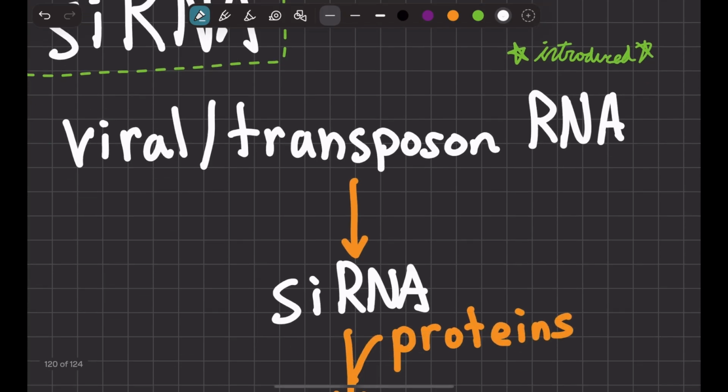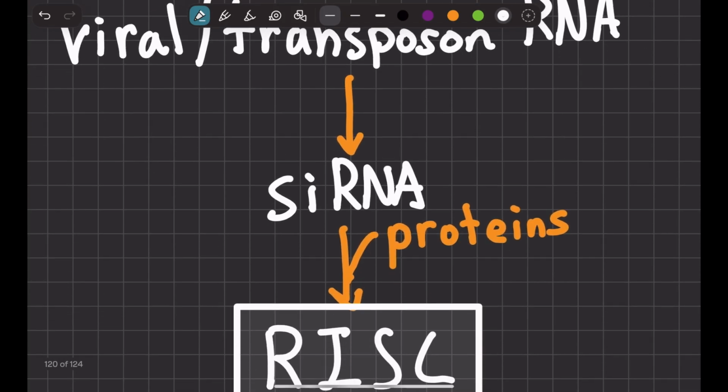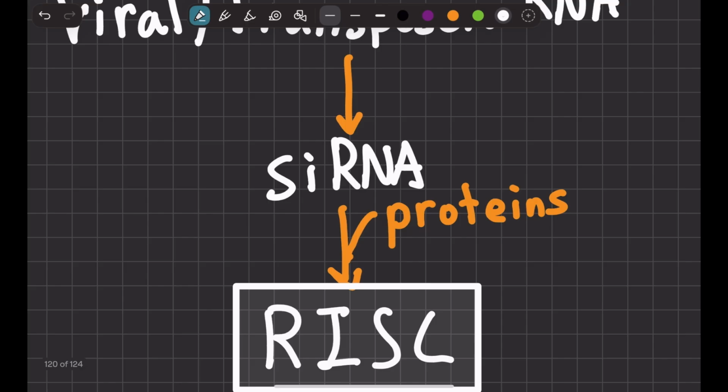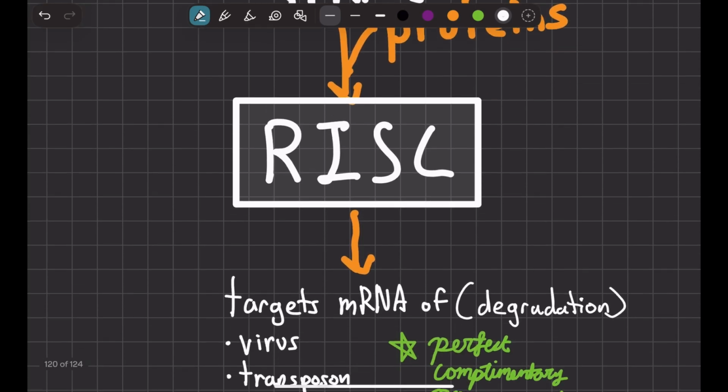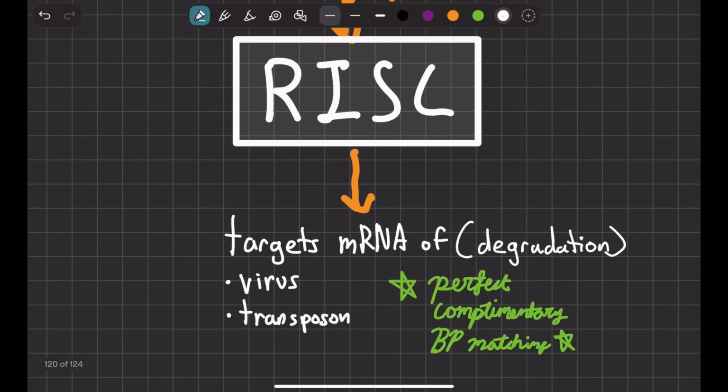So our cells will create the siRNA, and with the addition of proteins, will form the RISC complex that we already know of. From there, it'll target the mRNA of the virus or transposon, which essentially degrades the mRNA, preventing translation from occurring. And you should know that this is perfect complementary base pair matching, unlike the miRNA. And this is because we created the siRNA from the direct virus and transposon. Another way to think about this is that we basically steal viral RNA to target the viral RNA.